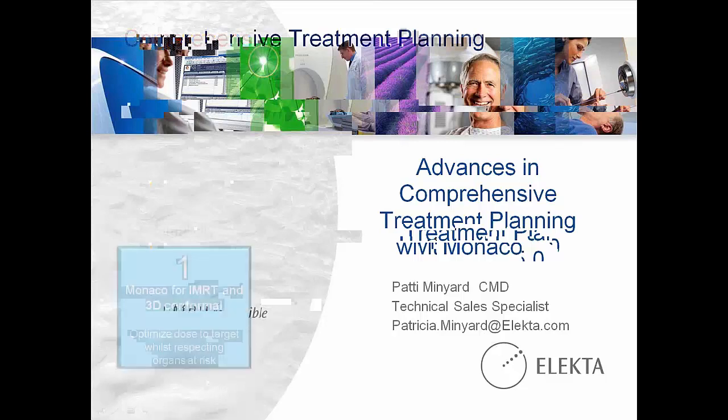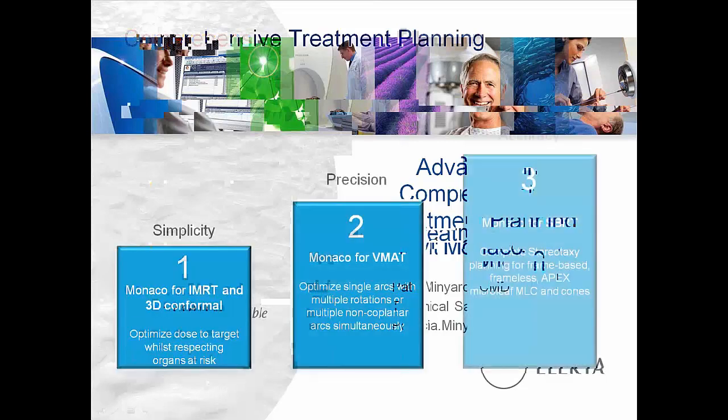So Monaco 5 is a 510K approved, Windows-based, comprehensive treatment planning system. So I can do 3D, VMAT, IMRT, SRS with support for cones, as well as multi-leaf, and also SBRT with multi-leaf, and electrons with Monte Carlo algorithm.